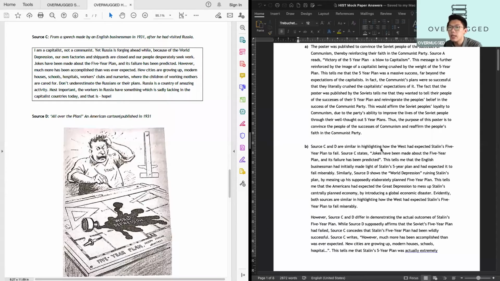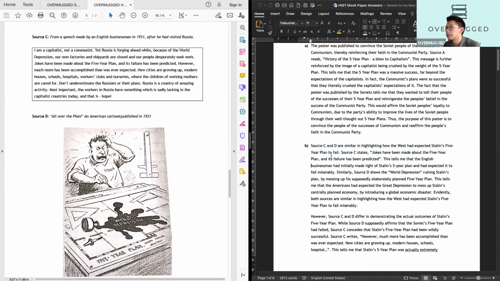You see the difference here? The difference is that in the first sentence, I'm only talking generally about the West and how they perceive the 5-year plan. In the second sentence, or this particular topic statement here, I'm being very specific and intentional with my use of language to bring out the point that the West had expected Stalin's 5-year plan to fail. So these are the kind of specificities you will need when you're writing in order to make it very clear to the marker that you know what you're talking about.